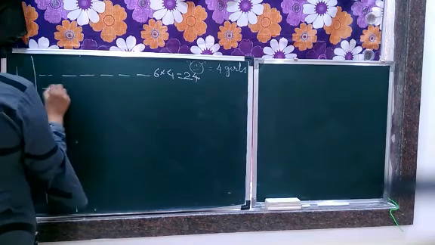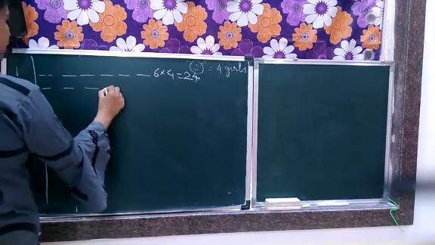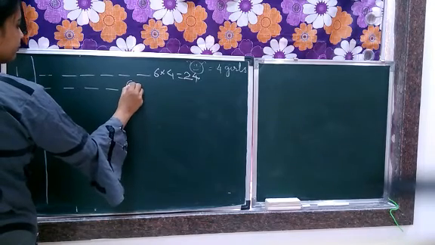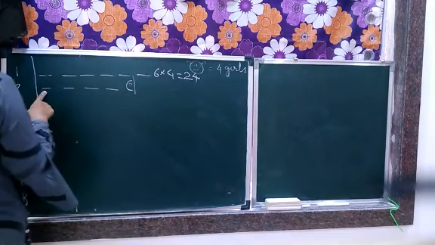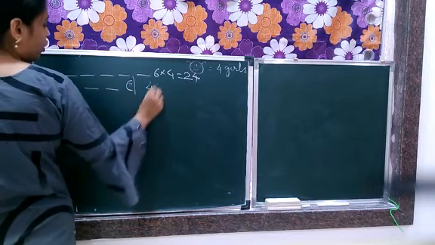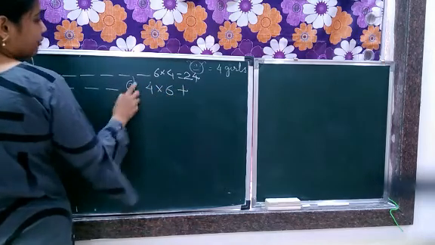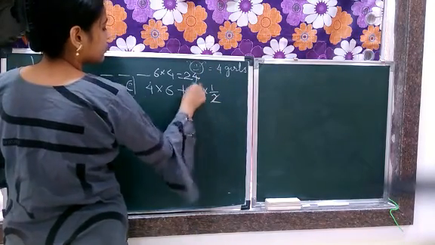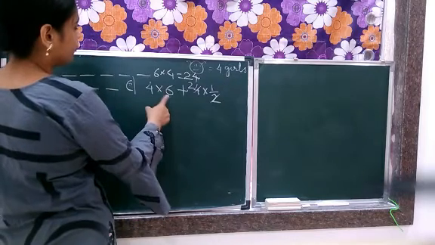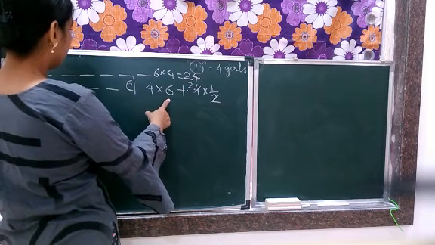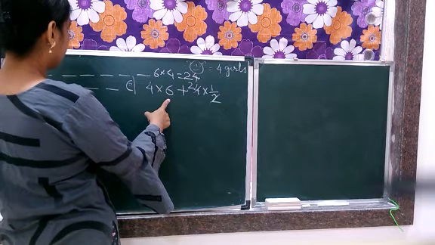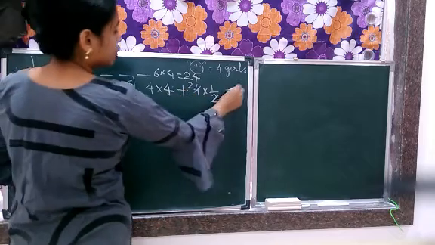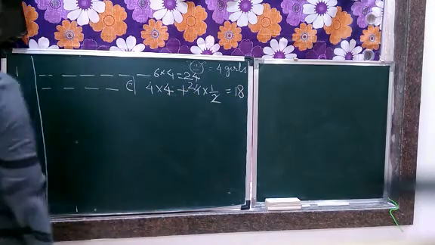Class 2: 1, 2, 3, 4, and the 5th face is half. So 4 into 4 plus half. Half of 4 is 2. So 4 fours are 16, 16 plus 2 is 18. So class 2 has 18 girls.